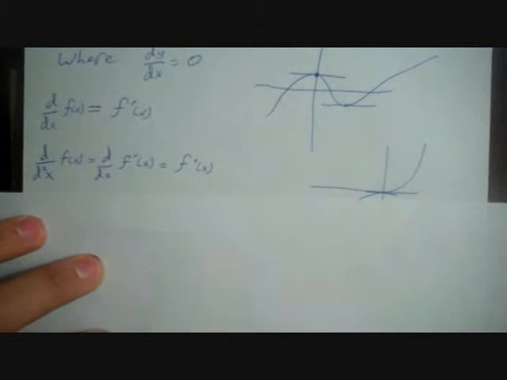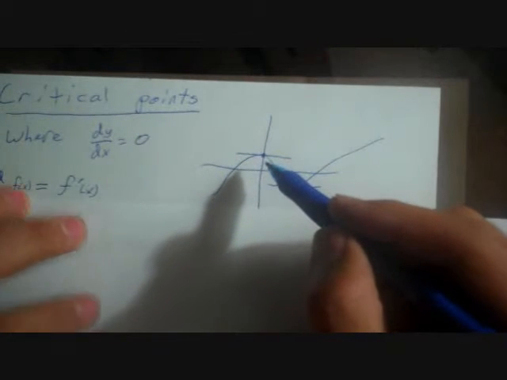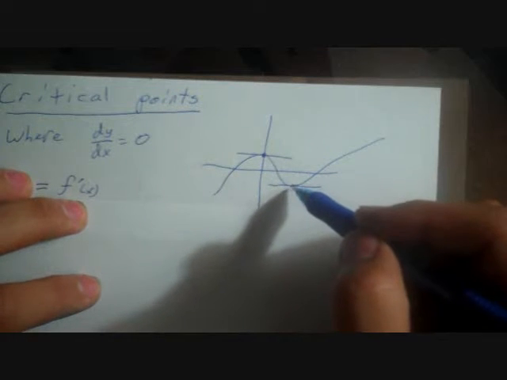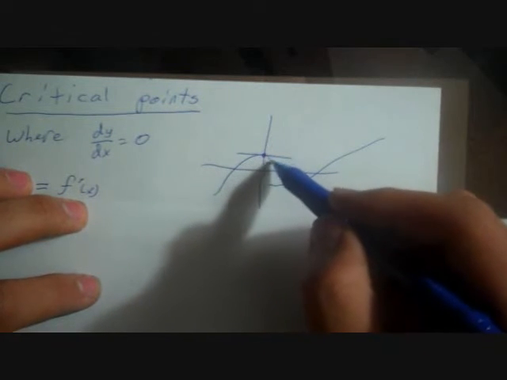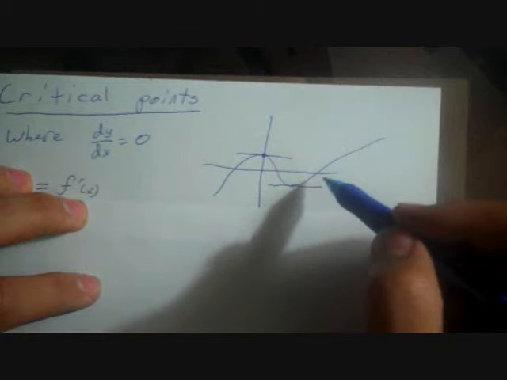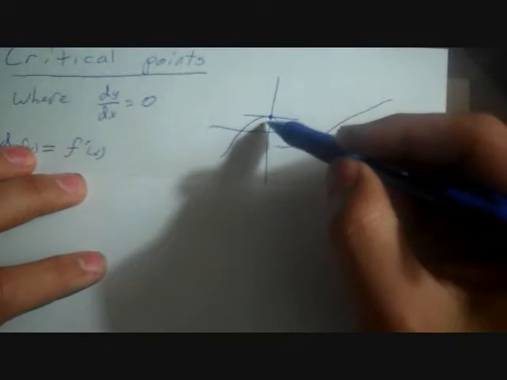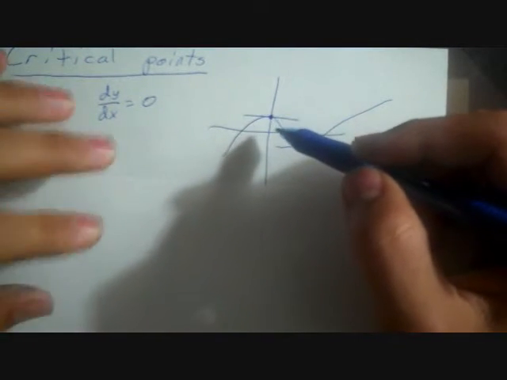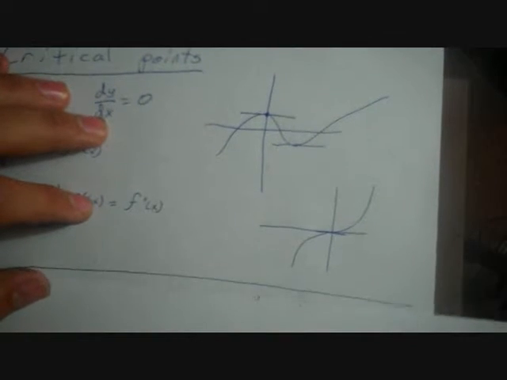prime of x. So, critical points are useful in that they tell us where a function has a maximum or minimum value. Basically, where it has the top of a hill or the bottom of a valley. Not all critical points are extrema, as we call maximums or minimums. Some are just inflection points, which we'll learn more about in the next video.